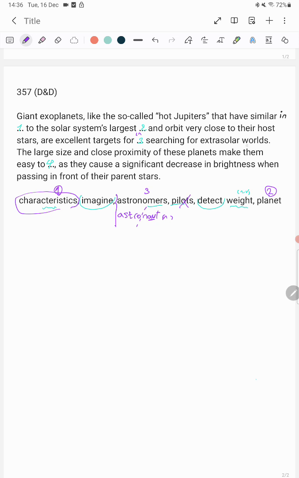Searching for planets under the largest proximity to those stars makes them easy to detect. Easy to, okay, after to we need a verb. We have two verbs, detect and imagine. Easy to detect, as they cause a significant decrease in brightness. It's a cause. We have detect here. It's finished.